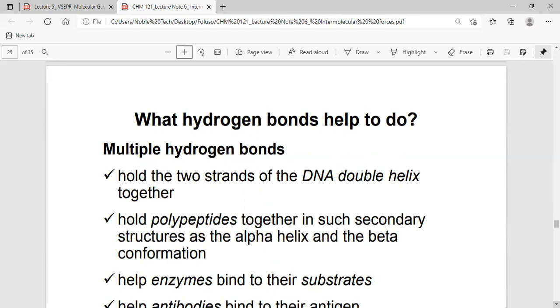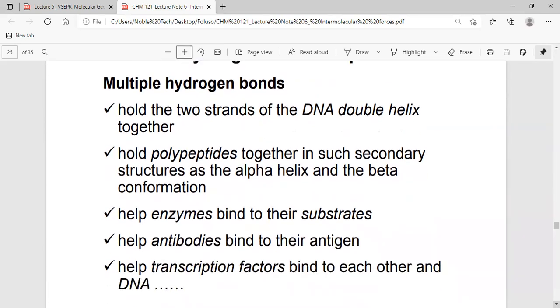Then it also helps enzymes bind to substrates. Enzymes are catalysts that catalyze biological reactions, and in the course of catalyzing biological reactions, they bind to substrates. It helps antibodies bind to antigens. Antibodies are also proteins in the human system. So to bind to antigens, it is through hydrogen bond. Then it helps transcription factors bind to each other and to DNA.